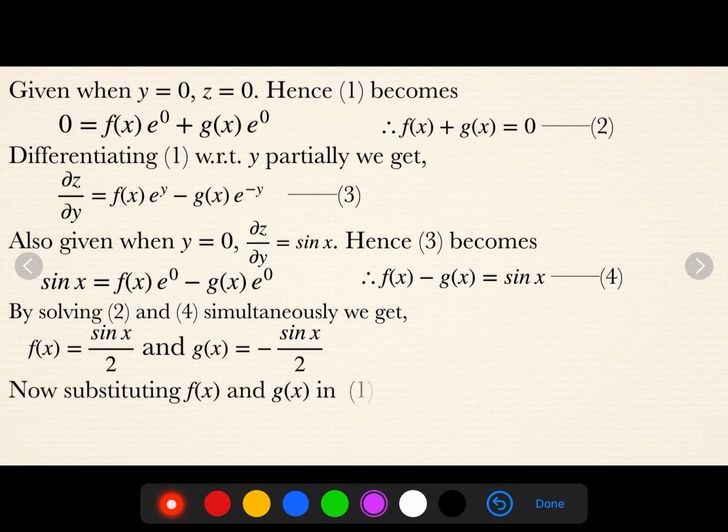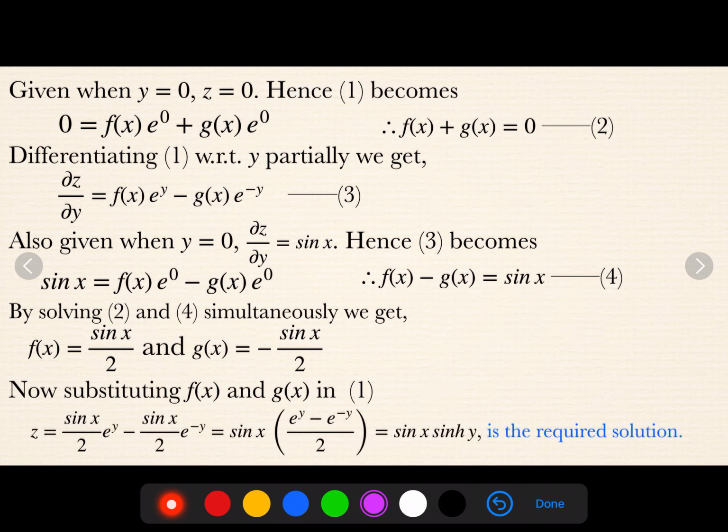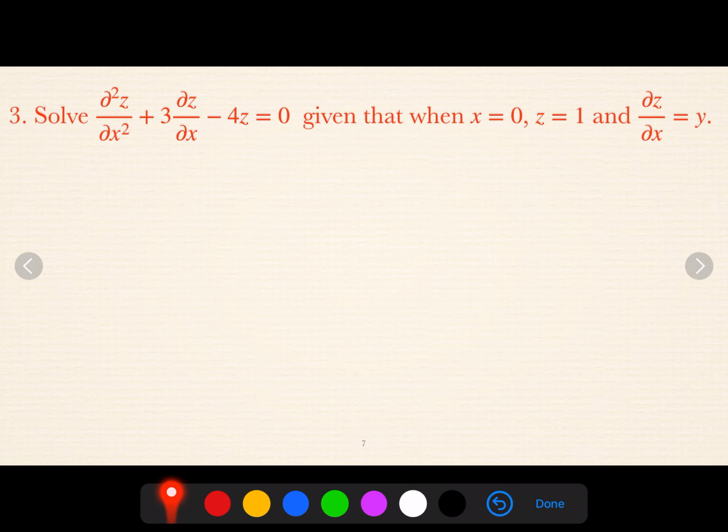Okay. Substituting in equation number 1, we will get the final answer as sin x into sinh y. That is the formula of (e^y − e^−y)/2 is equal to sinh y.